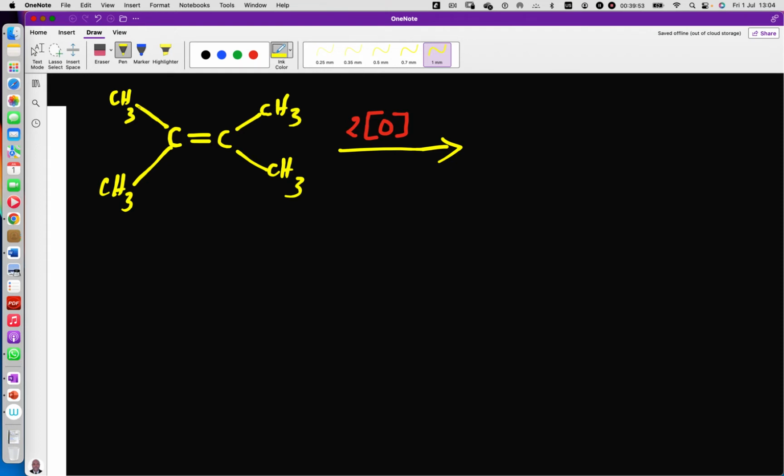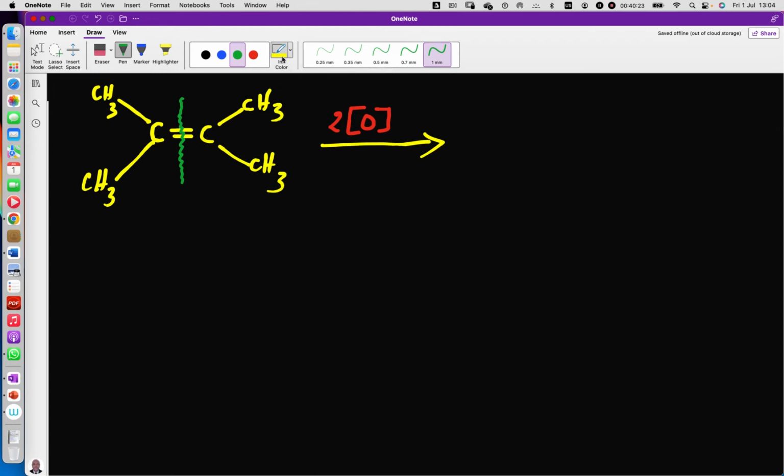What happens is that there is going to be a breakage of the double bond in the middle. The condition is hard: hot concentrated acidified manganate 7. Because of the harsh condition, it's going to break the double bond. And when the double bond breaks, oxygen will add to the two ends. See what happens here. If you need more details, go back to our previous video on oxidation of alkenes.